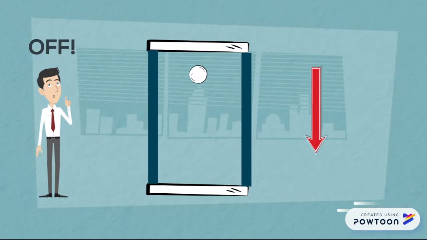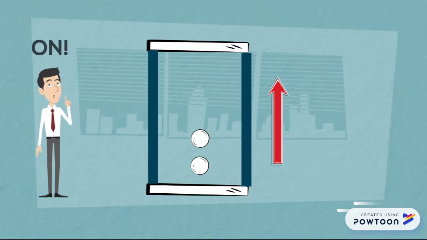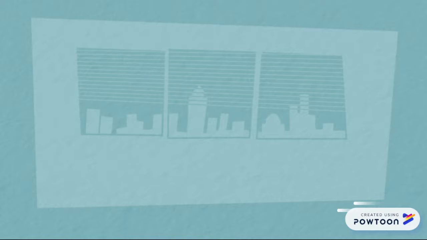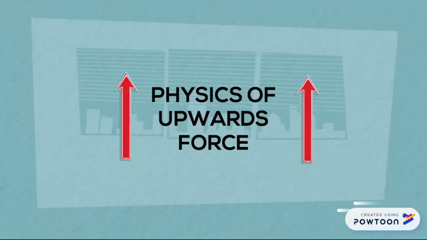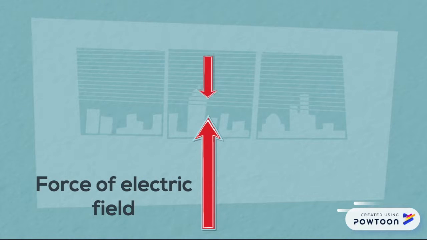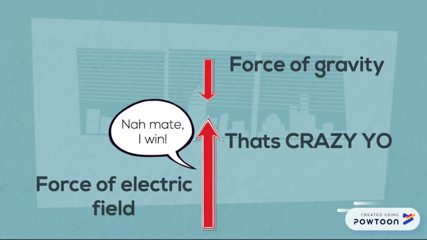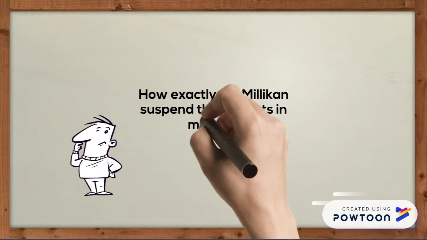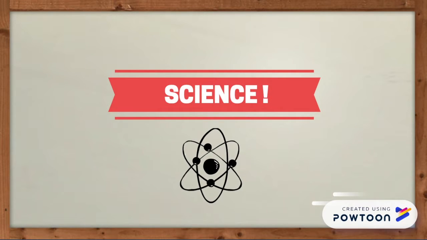The droplets are able to fall between the plates when the electric field is turned off, but if the electric field was turned on, the charged droplets will start to rise if the electric field was big enough. This is because of the physics of upward force when the electric field was turned on. As long as the force of the electric field is greater than the force of gravity, the droplets will rise. What? That's crazy, y'all. So, how exactly did Millikan suspend the droplets in mid-air? It wasn't magic, it was science.